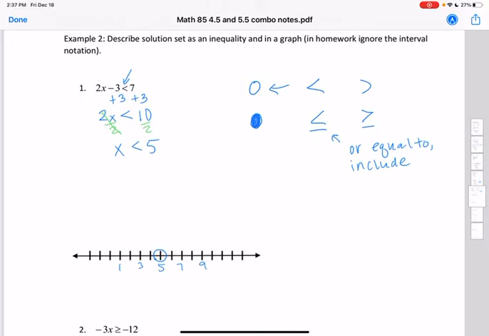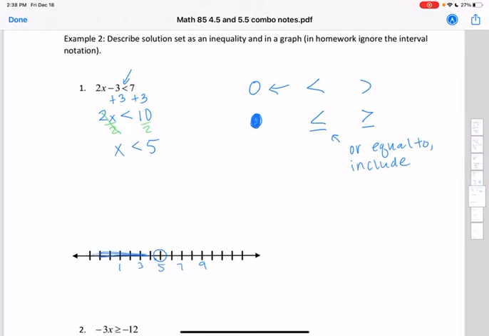Are we going to shade the left part of the 5 or the right? So it says x is less than 5. There are two different ways to do this. I usually just pick a number and plug it in and see if it works. If I picked 7 on the right, 7 is not less than 5, so I know nothing over there will work. But if I picked 3, 3 is less than 5.